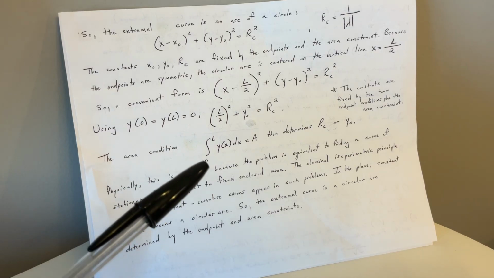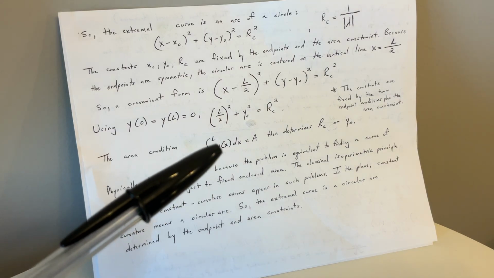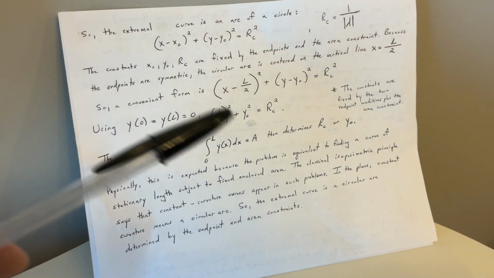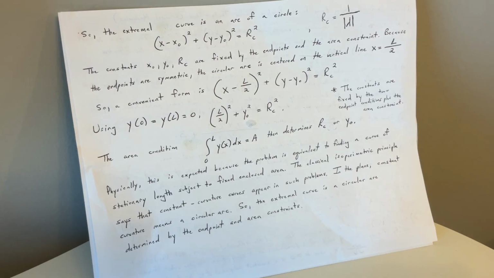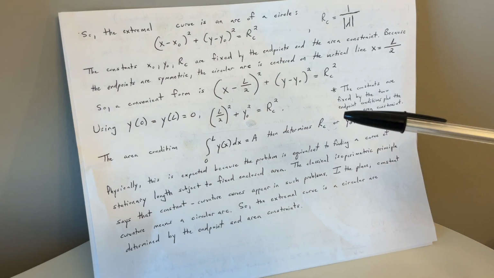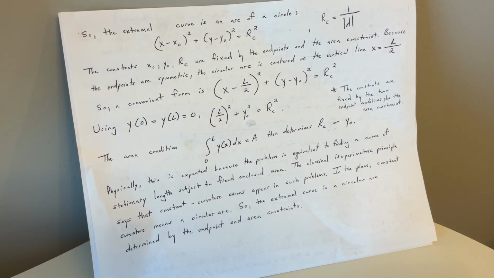And the area condition, the integral from 0 to L of y of x dx equals A, then determines r sub c or y naught. So the constants are fixed by the two endpoint conditions plus the area constraint.